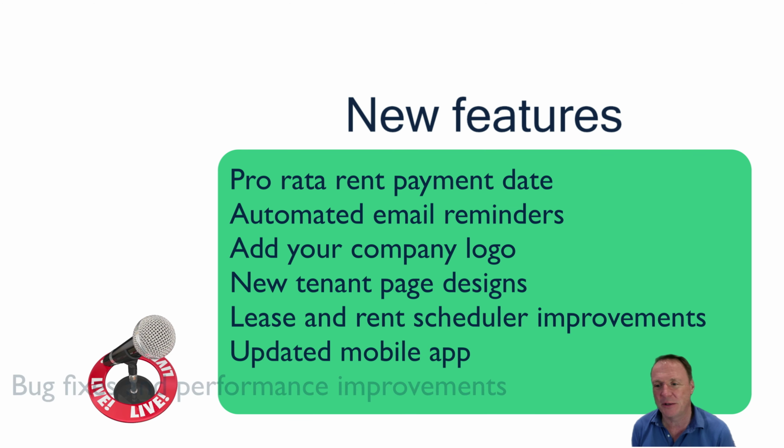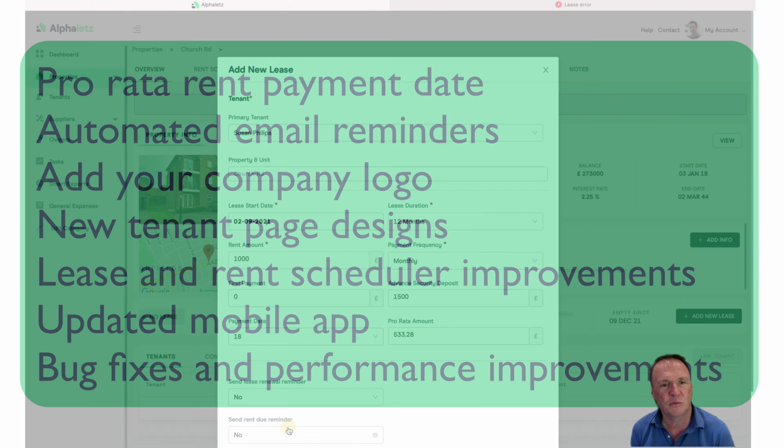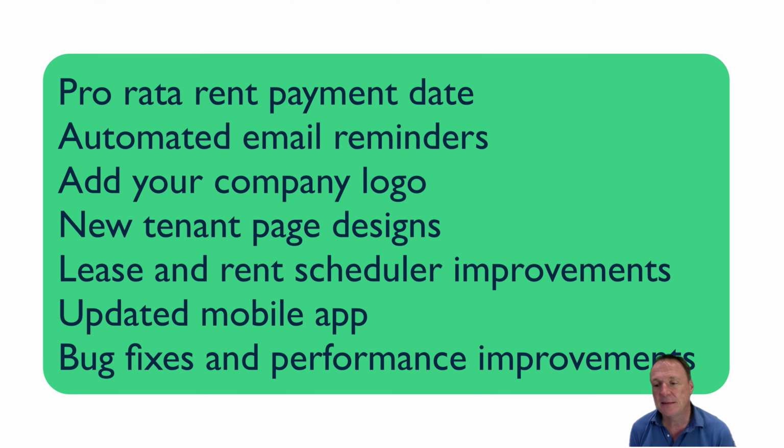We've been working hard to add in some new features that we've been asked for by users, such as pro rata rent payments, automated email reminders, the ability to add your company logo, a new tenant page design for simplification, lease and rent scheduler improvements, an updated mobile app, and some bug fixes and of course performance improvements. So let's get to it.